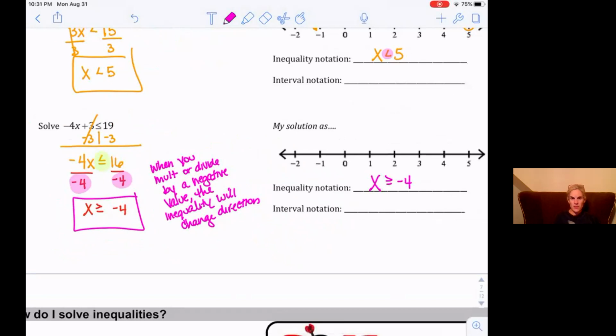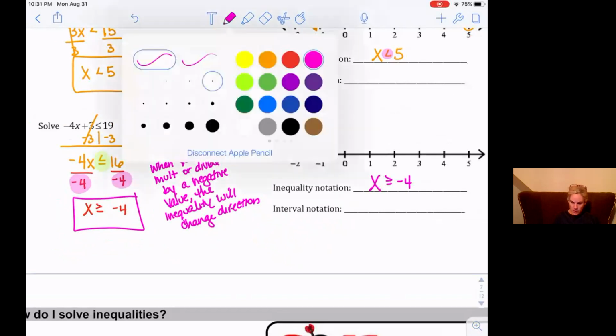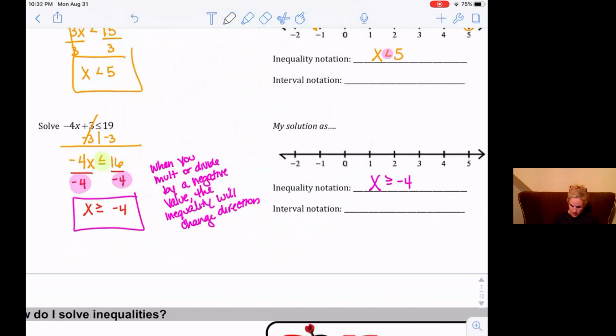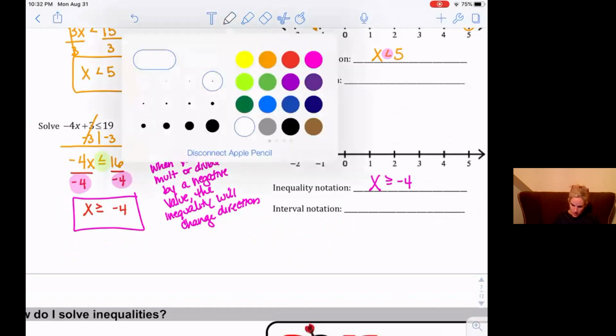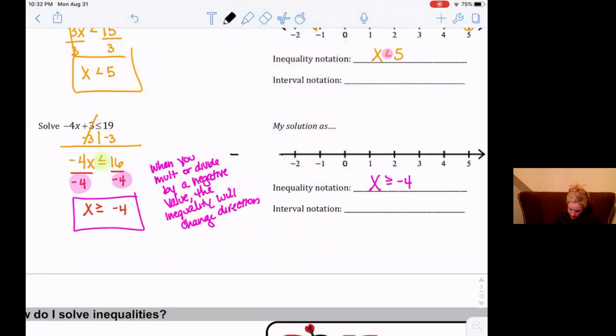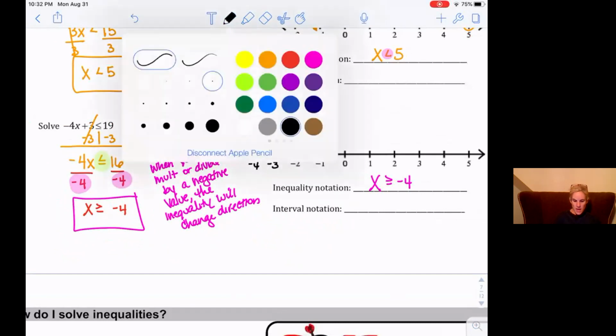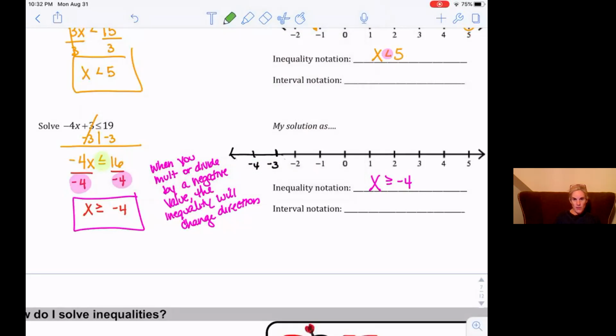If we're going to graph this, let's see, we are running off of our graph a little bit. So I'm going to just make it work. Okay, so it's pretty impressive. All right, so what we want to do on this one is we're going to put a closed circle on negative 4 because it says is greater than or equal to. So closed circle on negative 4.